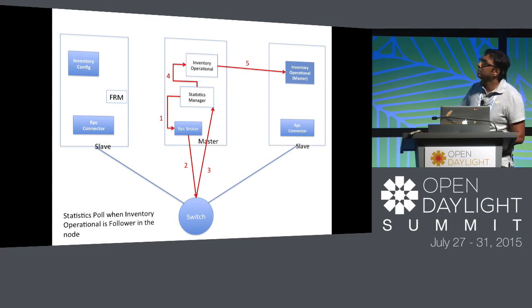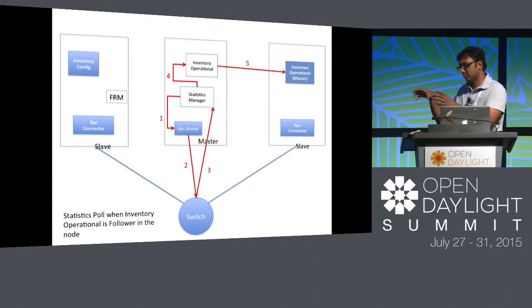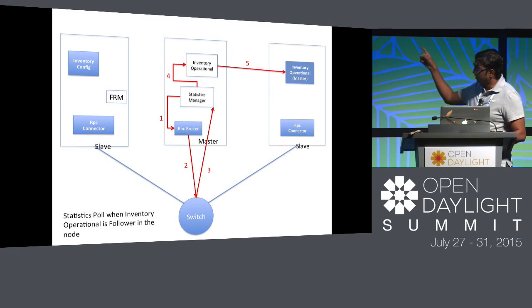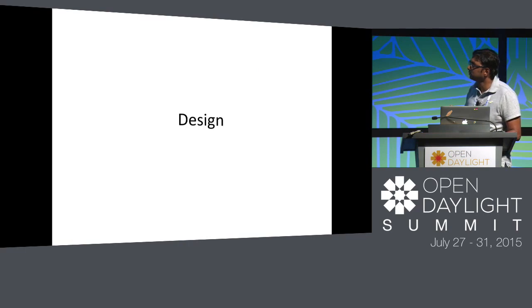And the stats manager then tries to store it into the inventory operational, which is local, and the inventory operational is follower in that node. So then all the stats will get put to the master, which is in some other node. So this is how the stats manager will work if the master of that particular OF node doesn't have an inventory operational leader. That's in rough the design.